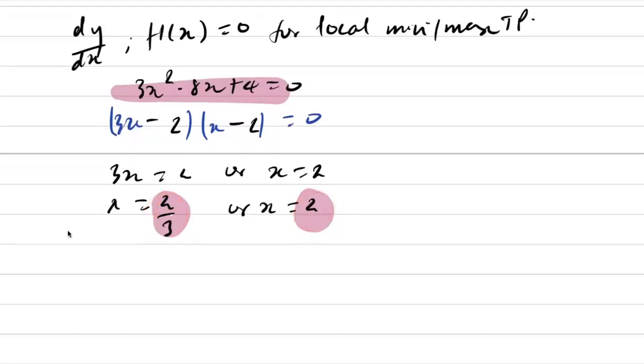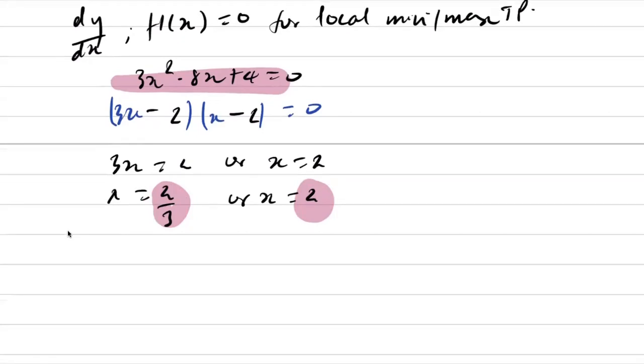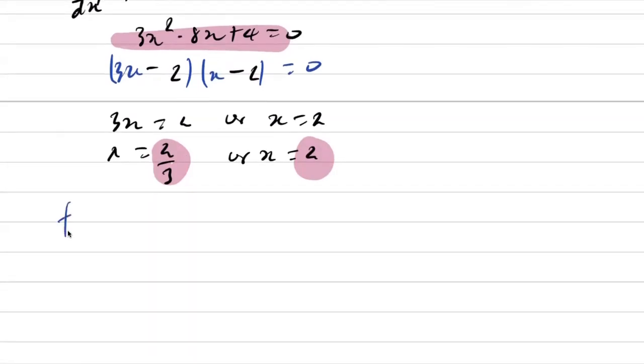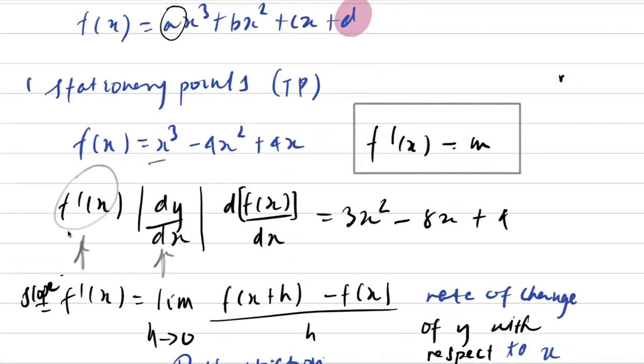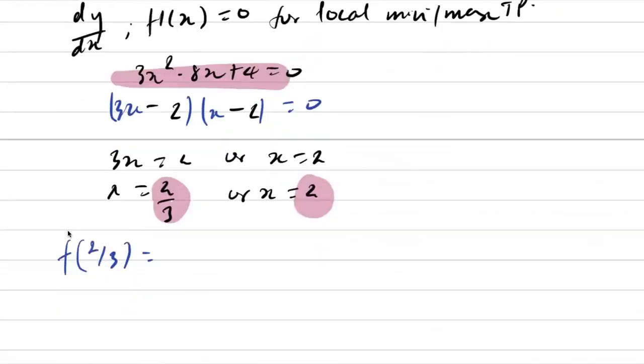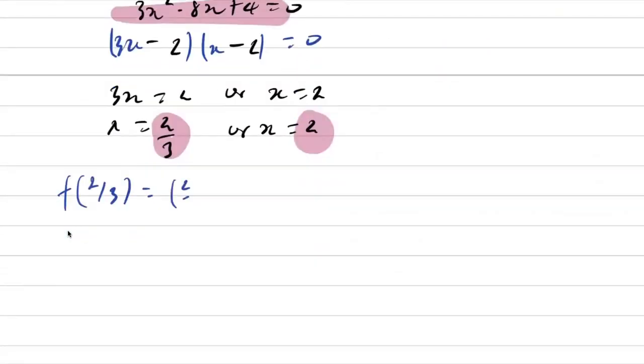Yeah, I get you. Not the y values. So you can substitute them back into the function to get the y values. So I'm going to look for f of 2 over 3. Remember the function is x cubed minus 4x squared plus 4x, so it's 2 over 3 cubed minus 4 into 2 over 3 all squared. What's next?